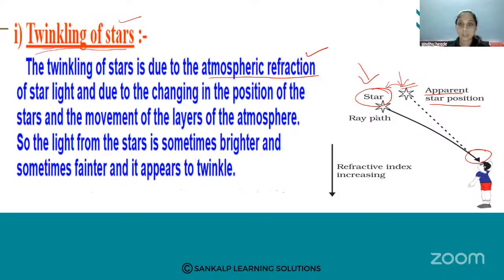Why it takes place, why it shows two different positions, is mainly due to atmospheric refraction, right? The light continuously bends when it passes through this atmosphere, so finally it reaches our eye.